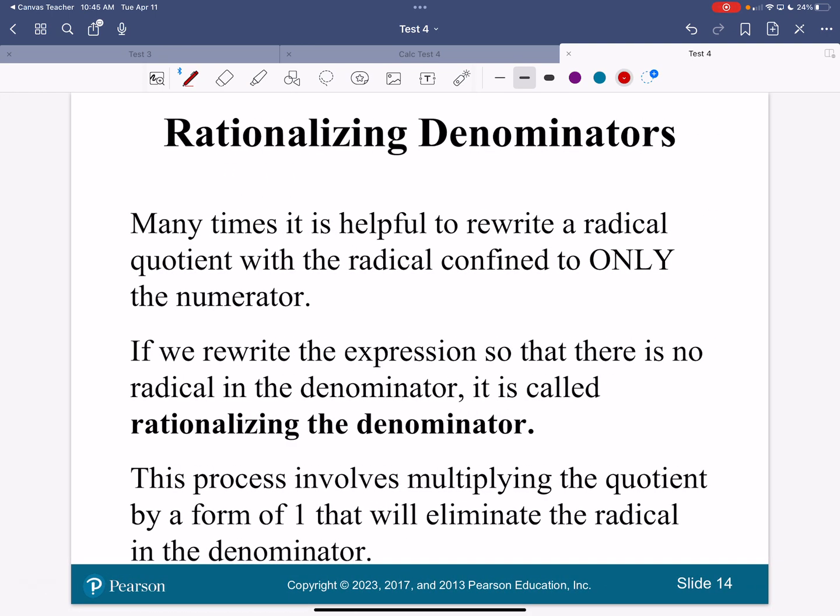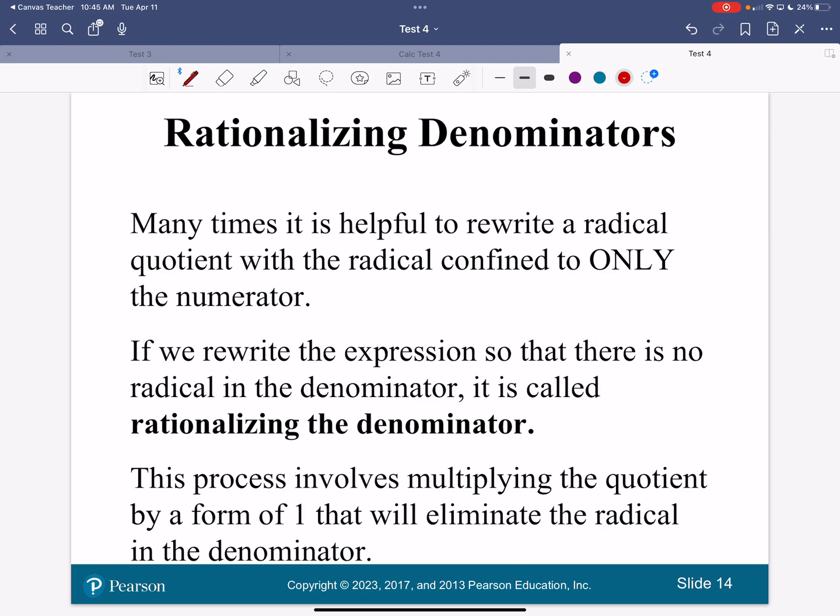Many times it's helpful to rewrite a radical quotient with the radical confined to only the numerator. If we rewrite the expression so that there is no radical in the denominator, it is called rationalizing the denominator. This process involves multiplying the quotient by a form of 1 that will eliminate the radical in the denominator.